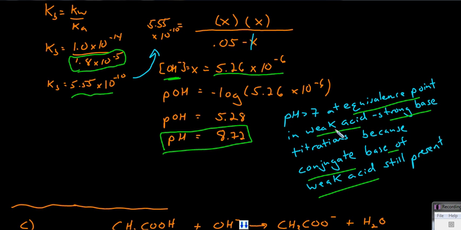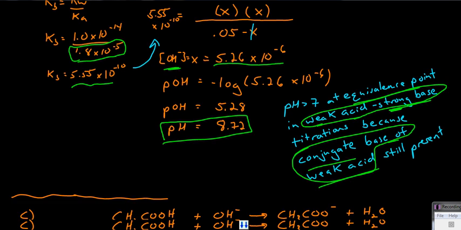So you'll need to be able to explain why you have a basic solution, and it's because we have this conjugate base of a weak acid left over. This is the central reason, although it's easy to memorize that you'll have a basic solution when you have a weak acid, strong base titration at the equivalence point. See how it has a strong base and a weak acid. It's likely you'll have a basic solution at the equivalence point.